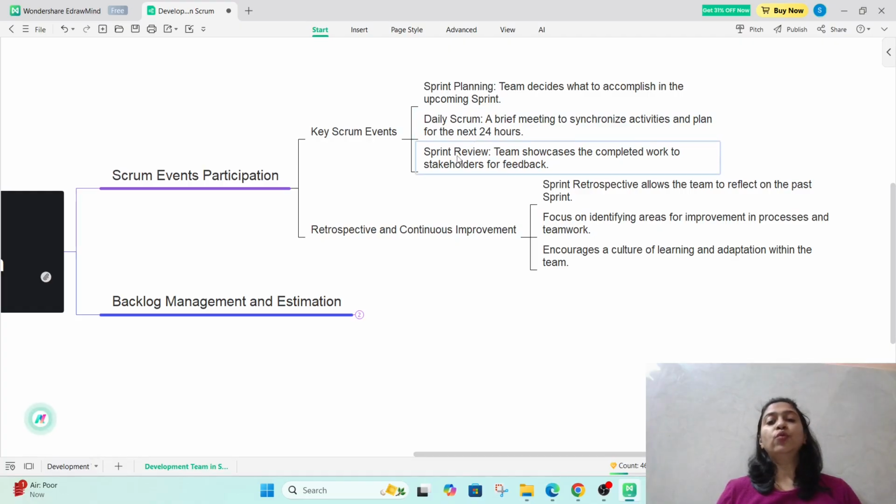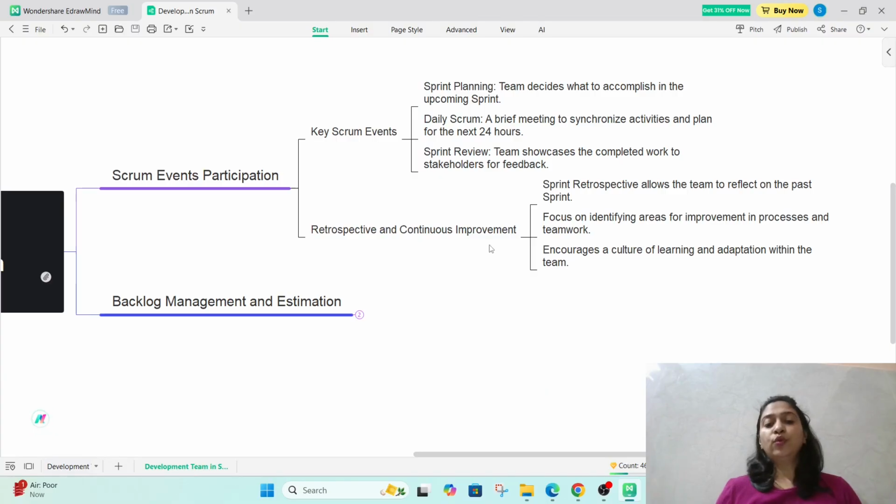In the sprint review meeting, the team showcases the completed work to stakeholders for feedback. So participation in these key Scrum events is needed from the development team.